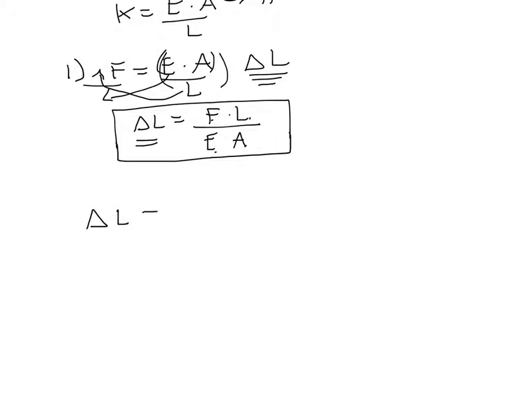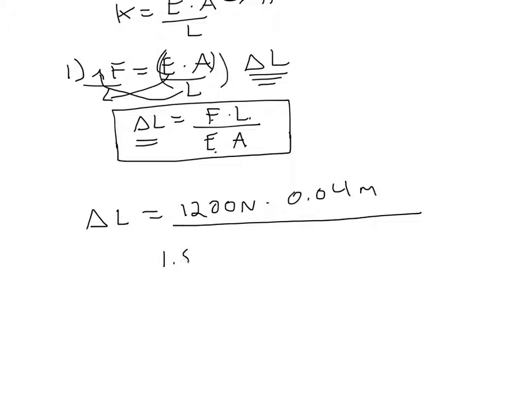The change in length is going to equal 1200 newtons times the starting length, 0.04 meters. And I think it's important to include the units, that way we can do a unit check at the end. We'll make sure that the units cancel appropriately. Now the modulus of elasticity is 1.5 times 10 to the 9 newtons per meter squared. And the area is going to equal pi times the radius, 0.0018 meters, squared.